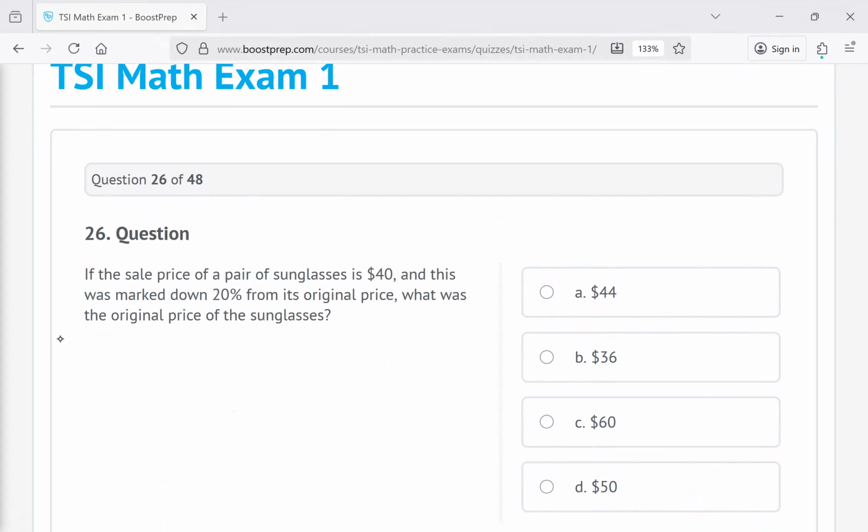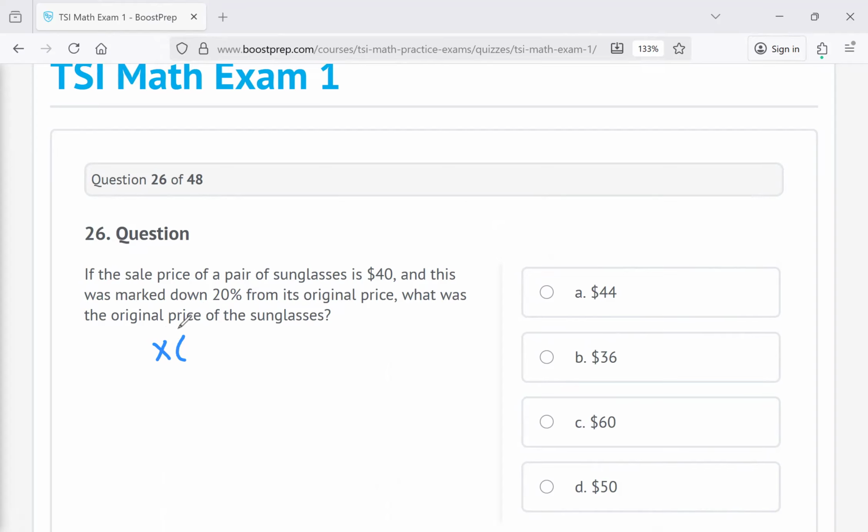Okay, question 26. If the sales price of a pair of sunglasses is $40, and it was originally marked down 20% from its original price, what was the original price of the sunglasses? It's obviously going to be more expensive than $40. I don't think I would do 20% of 40 and then add that to 40. I think you could do that, but what you could do is set it up as an equation. So we could say x would be your original price.